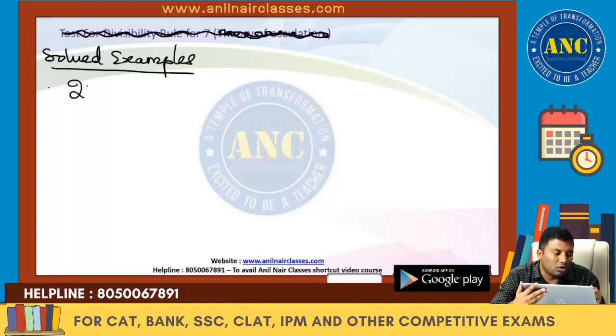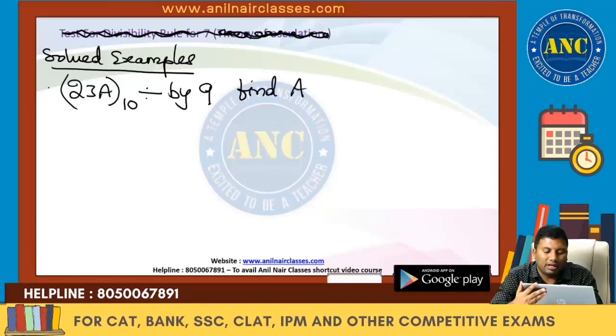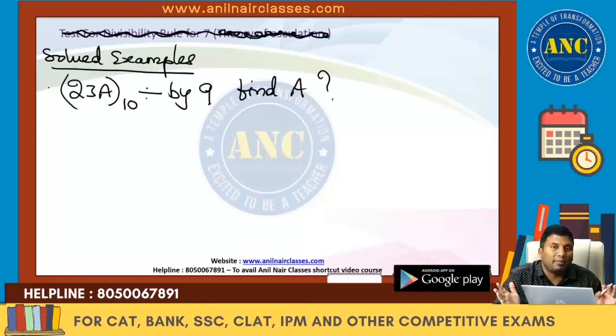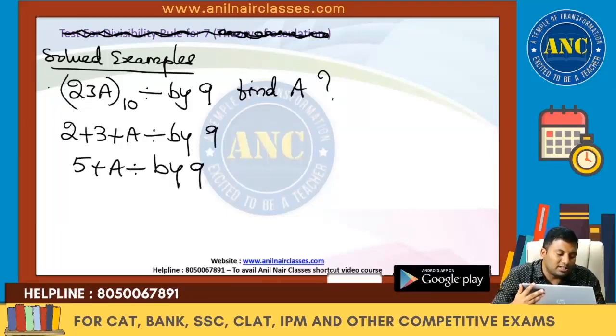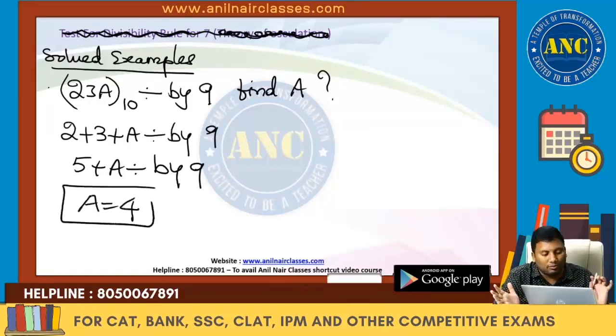Solved example: 23a in base system 10 is divisible by 9. Find a. When it is divisible by 9, the sum of the digits should be divisible by 9. 2 plus 3 plus a, 2 plus 3 is 5, so 5 plus a should be divisible by 9. What will be the value of a? The value of a will be 4. Are you all with me? It's a very simple example where the divisibility rule for 9 is that the sum of the digits should be divisible by 9.